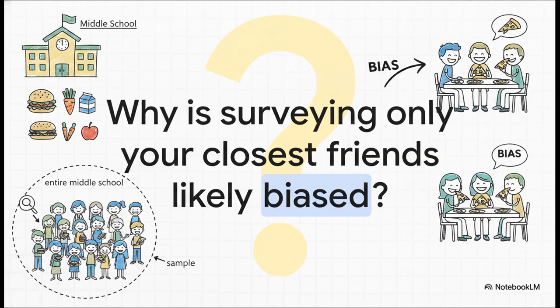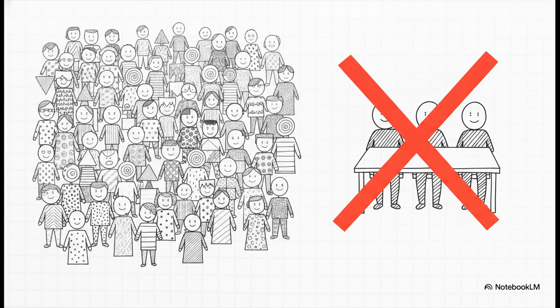Imagine you want to know the favorite lunch food of your entire middle school. Why is surveying only your closest friends at your lunch table likely to give you biased data? Think back to our vocabulary for a second. Well, the sample may not represent the whole population. Your closest friends probably share your interests, maybe even your exact taste in food. Because of this, they are definitely not a random sample, and any claim you make based on their answers is going to be heavily biased.